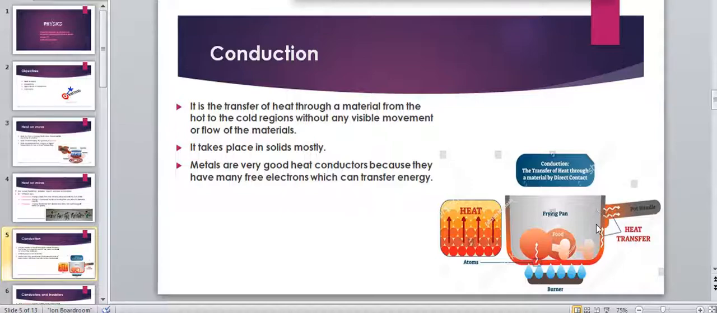The molecules of this pan start to vibrate and start to transfer the heat from one molecule to another, and in this way the heat will reach this handle and thus make it hot as well. So that is why objects like plastic or wood are used on the handle, so that it will be easy and convenient for the person to hold the pan, as plastic and wood are bad conductors of heat.